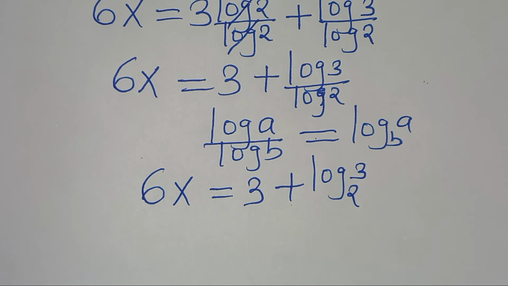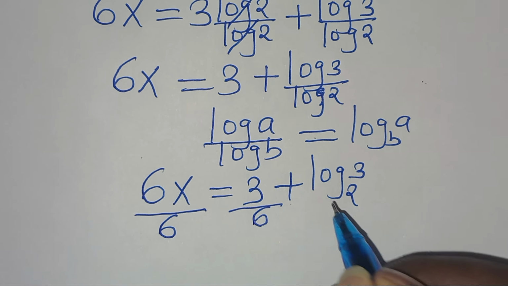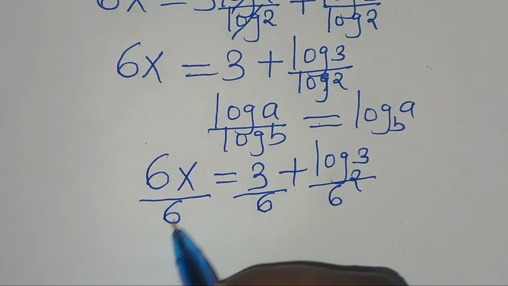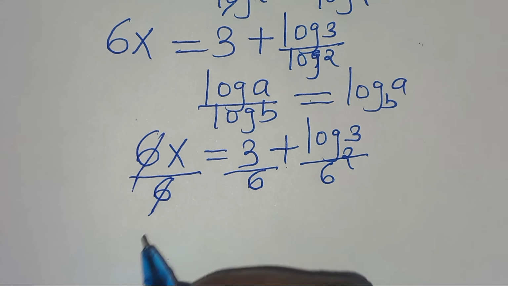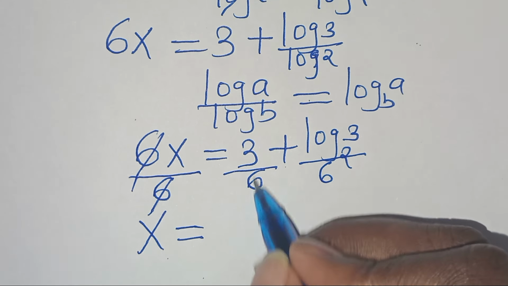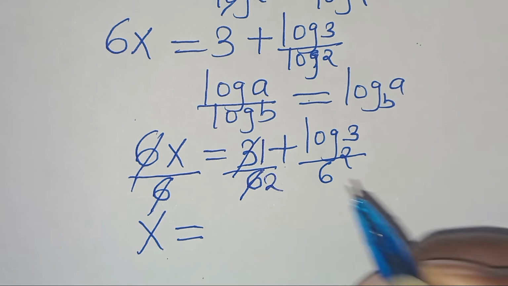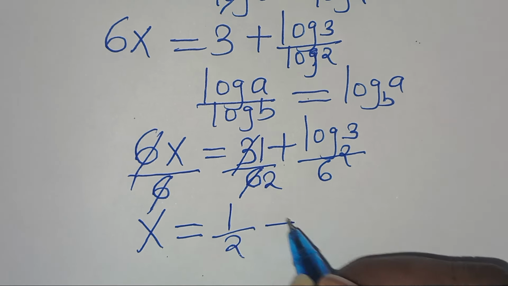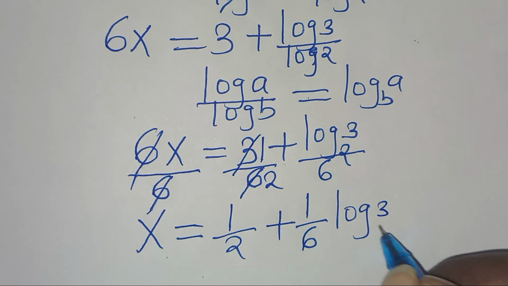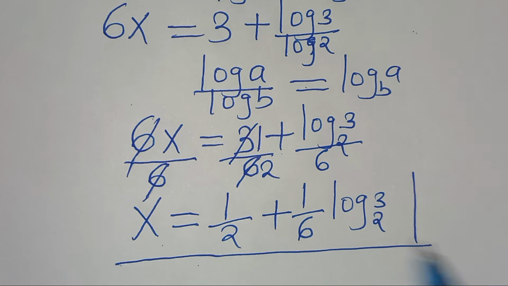Now, the next step is to divide both sides by 6. So here we divide by 6, and also here we divide by 6. So let's simplify 6 and 6 here, so that now we have x is equal to 3 over 6. This is the same thing as divided by 3, simplified by 3. So this is 1. 6 divided by 3, this is 2. So we have half plus 1 over 6 log 3 to base 2. So this is the value of x.